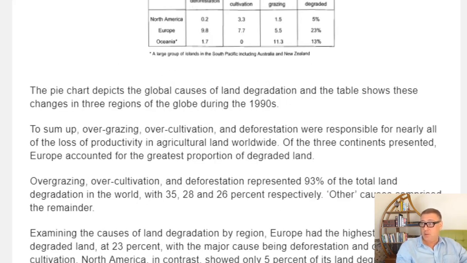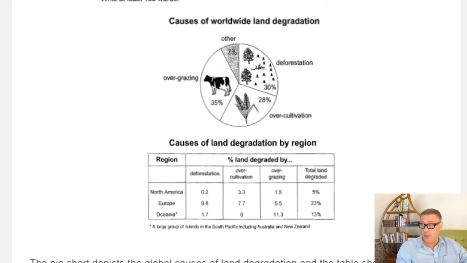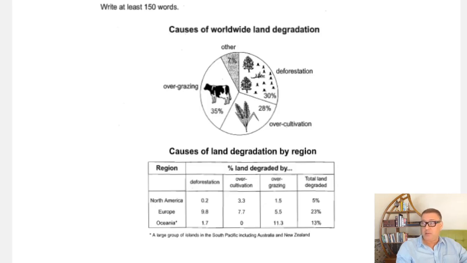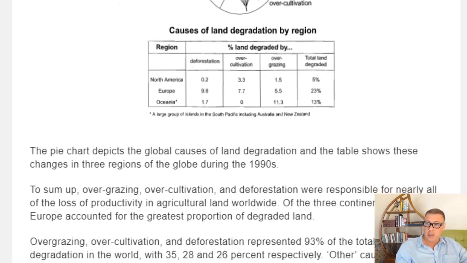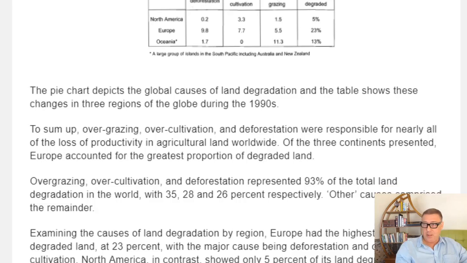So, okay, remember, let's have a look. The pie chart depicts the global causes of land degradation, and the table shows these changes in 3 regions of the globe during the 1990s. So if you look at the wording of the question, you can see I've tried to vary that wording a bit. Again, you're not getting much of your score from your introduction. It's mostly in your overview and your details paragraph. So let's look at that.